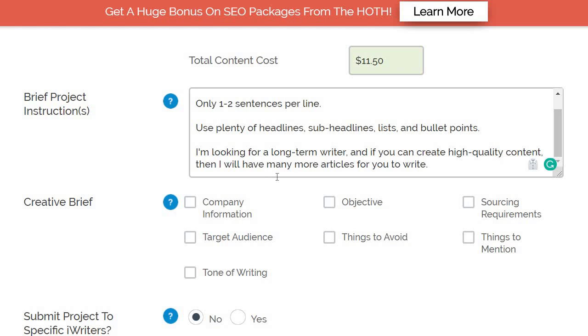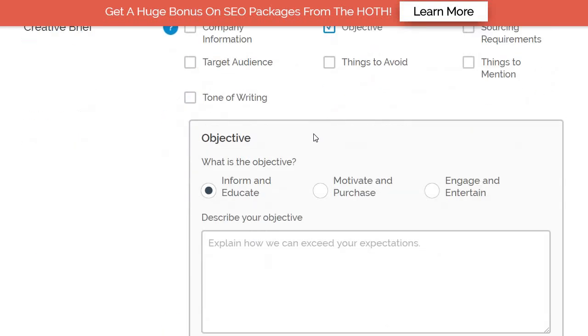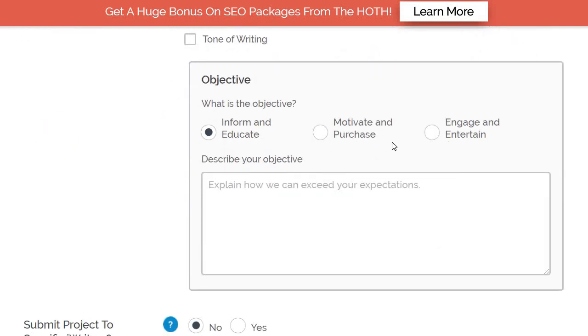So aside from that, let's go into the company information. That's really going to be up to you. A lot of these things are going to be up to you. Objective, okay? Once again, this is going to be very easy: inform and educate, motivate and purchase, engage and entertain. Usually it's probably going to be one of these depending on your writing style.